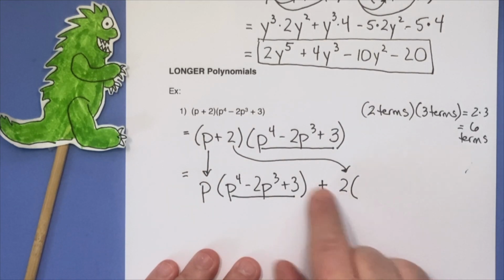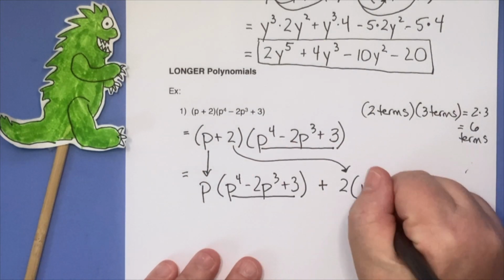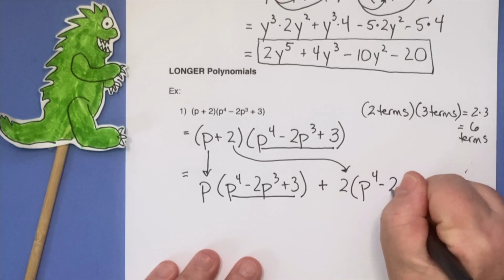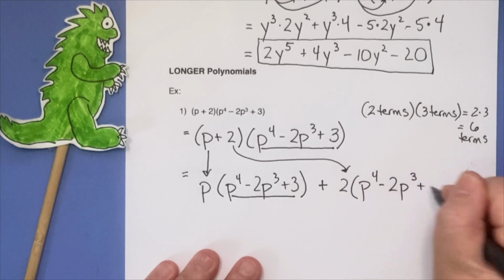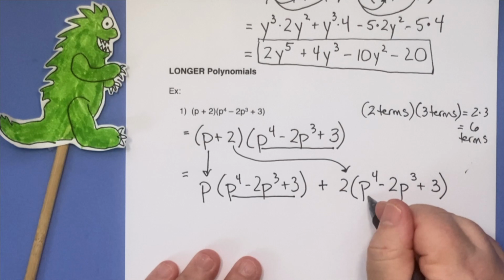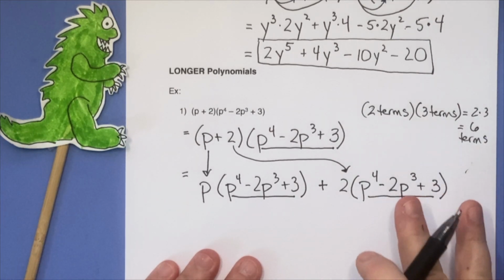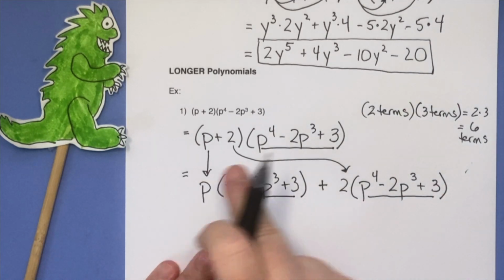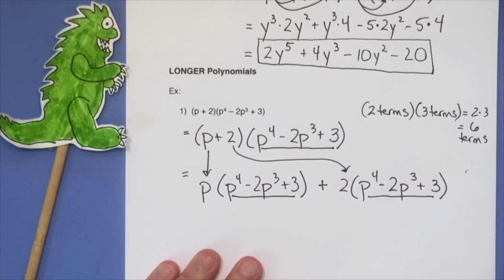Okay, so plus 2, and then I've got that whole second polynomial, the second expression. I haven't touched it at all. It's just staying, it's waiting, and we're going to visit. The P is going to go visiting, and then the 2 is going to go visiting.